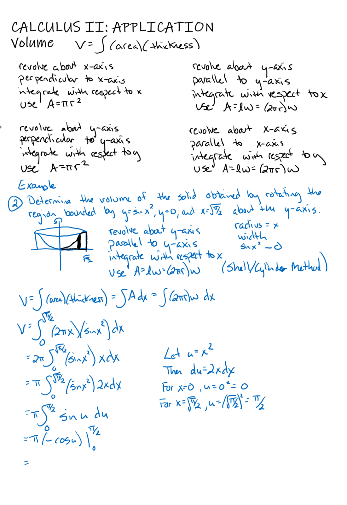So let's see. This is really just negative pi cosine of u evaluated from 0 to pi over 2, which gives us negative pi times the cosine of pi over 2 minus negative pi cosine of 0, which is negative pi. Well, you can simplify all of that. All in all, you should end up with just pi.